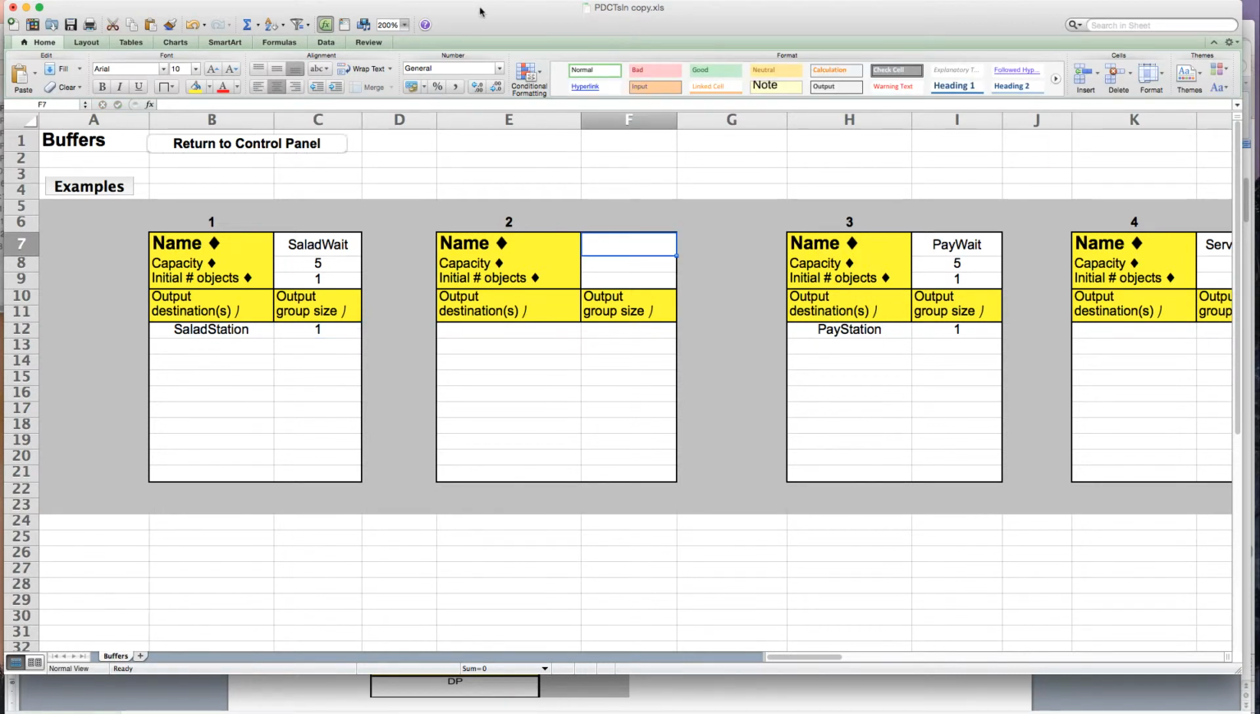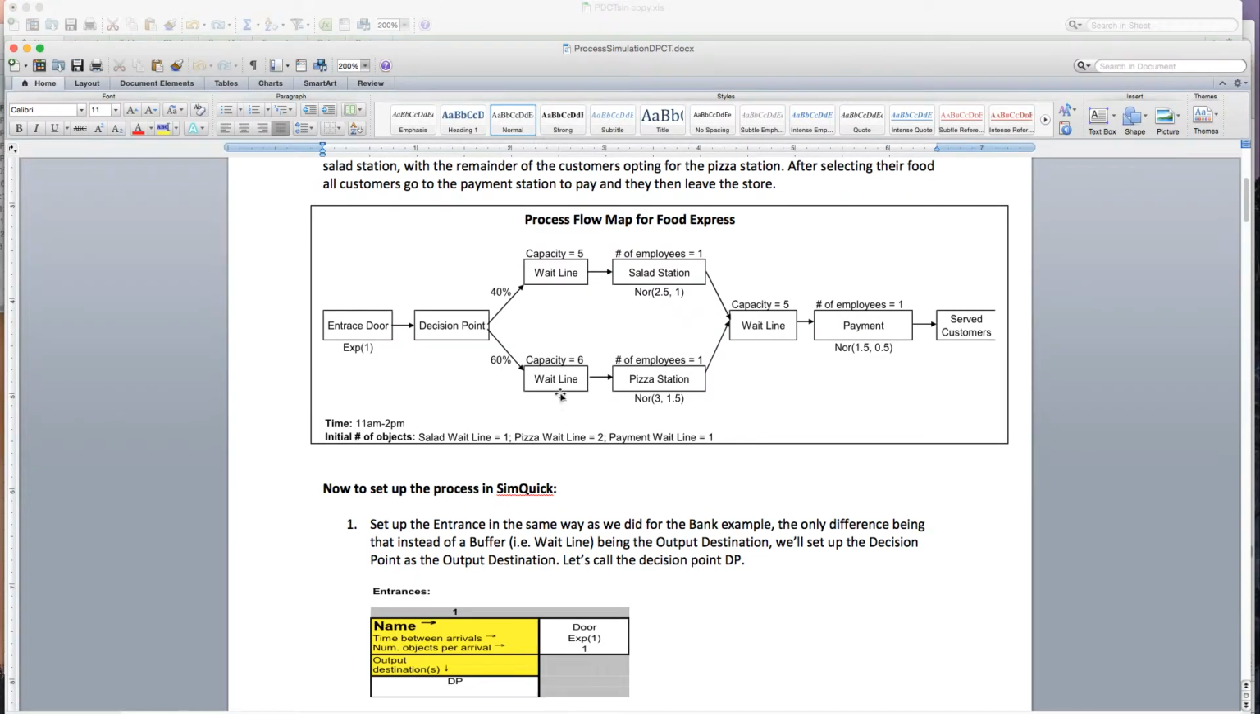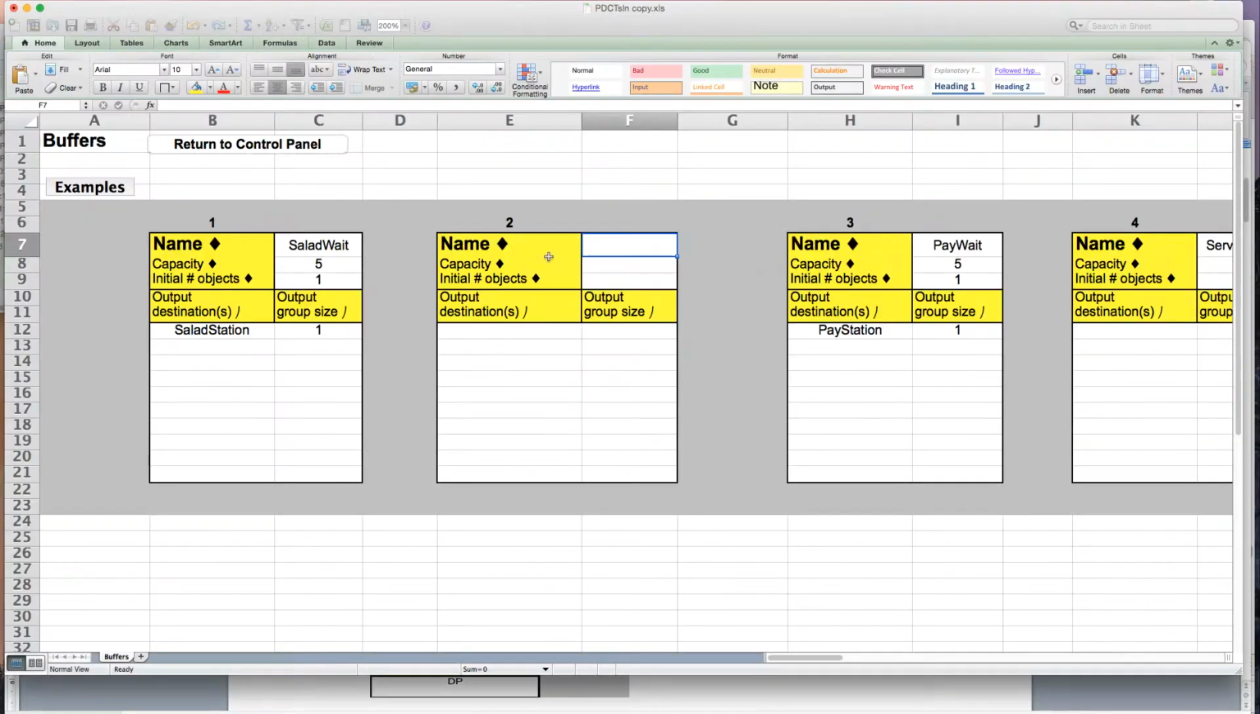Okay, that's that done. If I go to my pizza wait line now, capacity of 6, 2 initially in line. So let's do this. Pizza wait, capacity 6, 2 initially in line, and they are going to the pizza station. And they leave the pizza wait line 1 at a time.